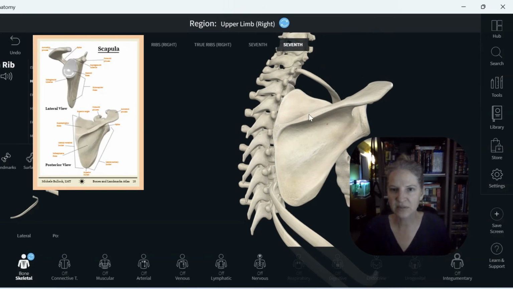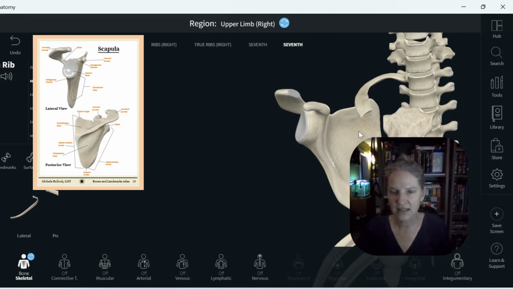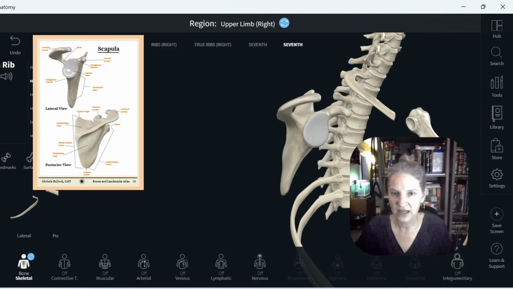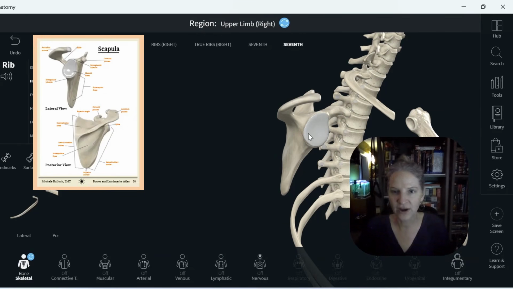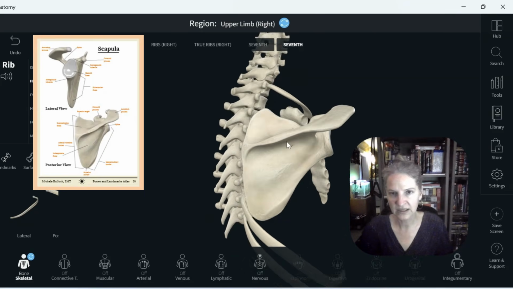We can see the spine of the scapula. We can see the supraspinatus fossa. We can see the infraspinatus fossa. Another fossa that we have is the subscapular fossa. That's what they call it. We've got the glenoid fossa. That's where you have your glenohumeral joint.